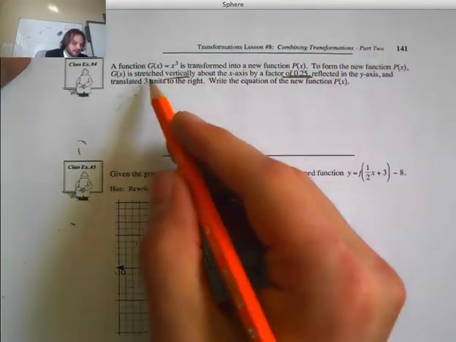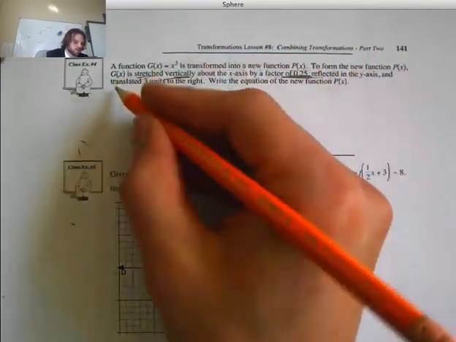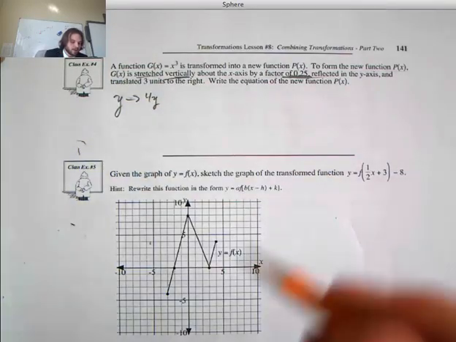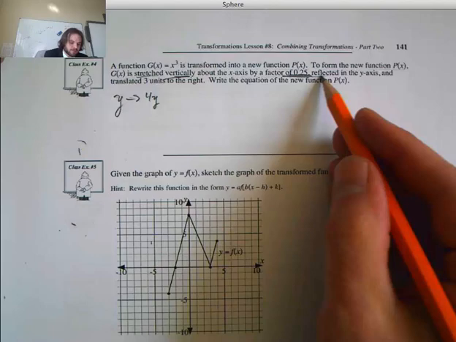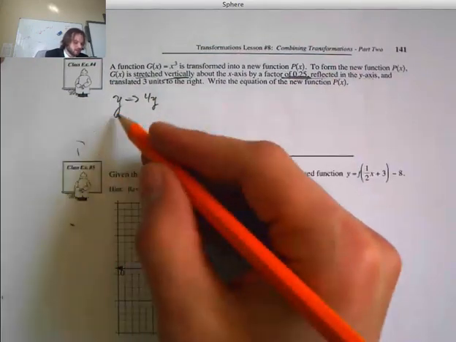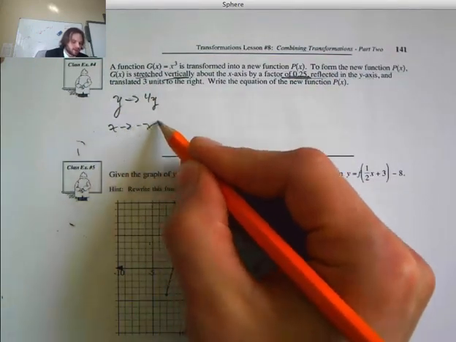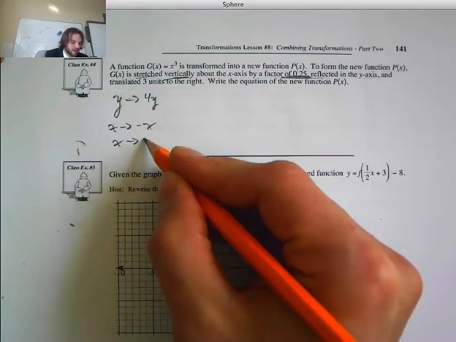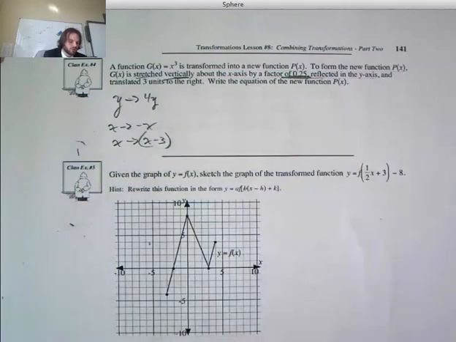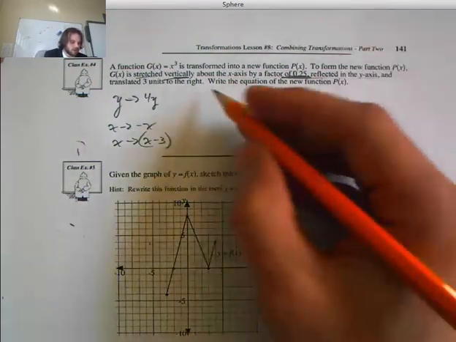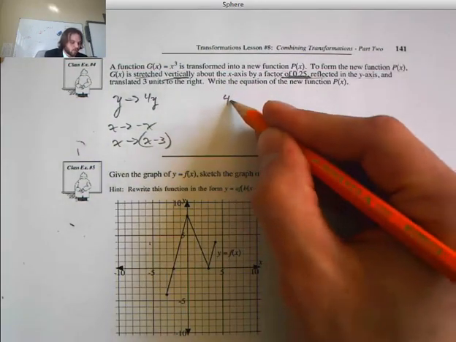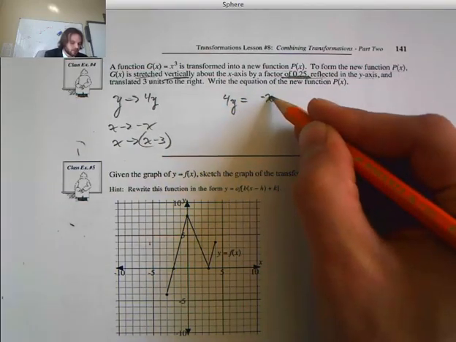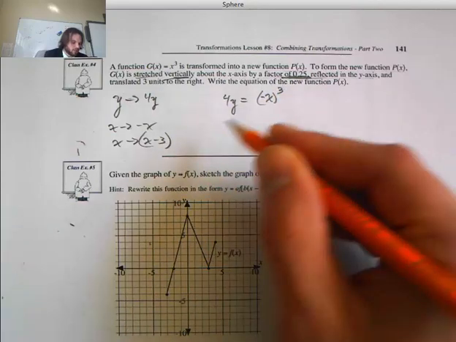So first of all, we have it stretched vertically by a factor of 0.25. So y goes to 4y. Okay? Now we also know that it is reflected in the y-axis. So then x goes to negative x and translated 3 units to the right. So x goes to x minus 3. So if I was to graph this, write the equation of the new function, I'm going to have 4y is equal to, I'm going to have negative x to the 3. Then we're going to put in this one.